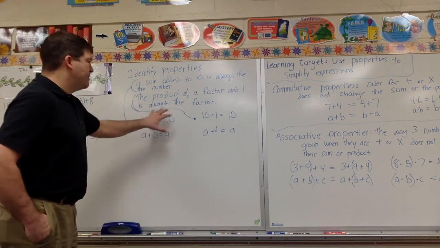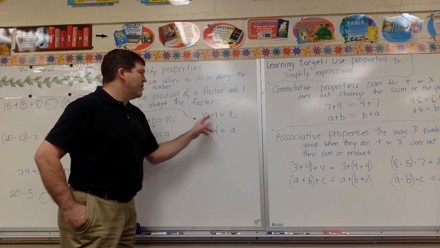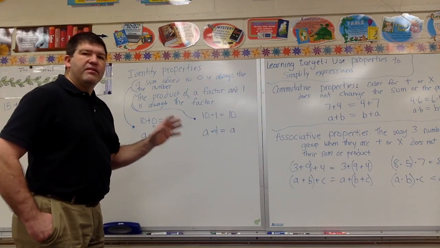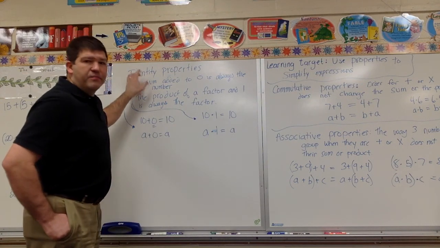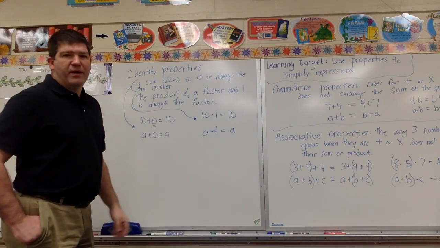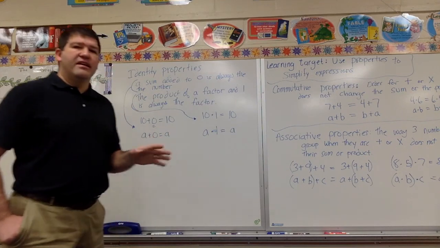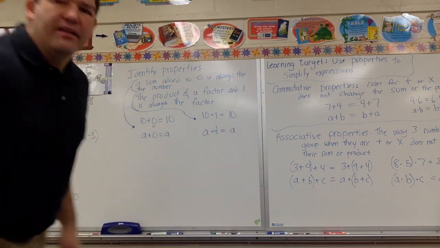All right, you know these things. Anything plus 0 is going to be the other number. Anything times 1 is going to be the other factor. And that's called identity properties. Now you have a name for what you've been doing for a while. You understand this, and now you can say, oh, that's the identity property. Okay, let's look at some problems over here.